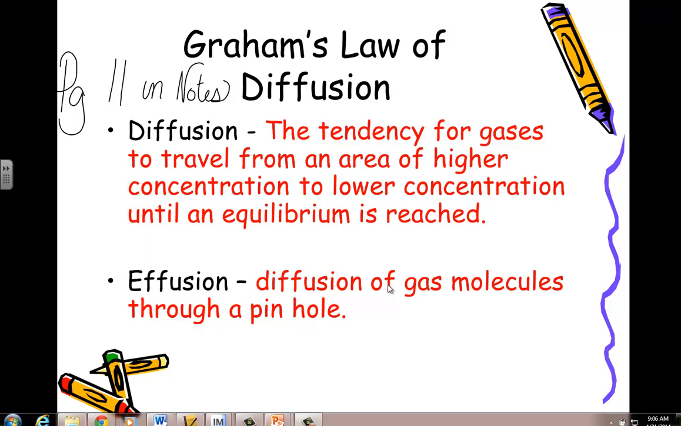Today's lesson on Graham's law allows us to figure out the relationship of velocity related to molar masses of gas. So let's take a look at Graham's Law of Effusion. Moving to our next slide.